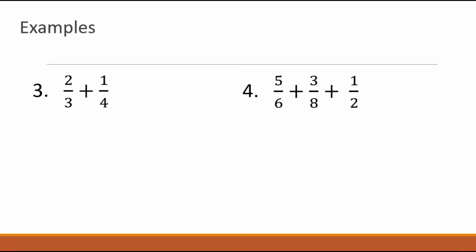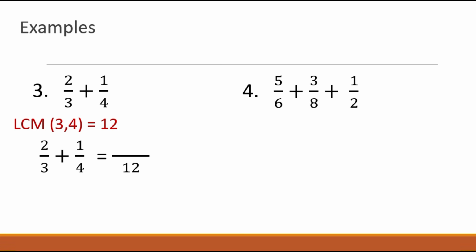Third example, 2/3 plus 1/4. So first, get the LCM of 3 and 4. The LCM is 12. Notice that the LCM is the product. That happens when the numbers don't have a common factor other than 1. So 12 is the lowest or the least number that can be divided by both 4 and 3. So copy the given, copy the LCD or the least common denominator, which is 12.